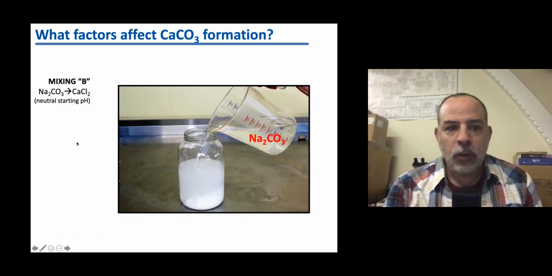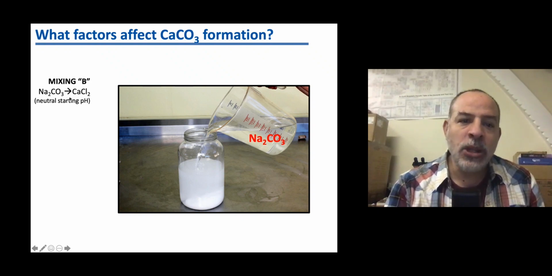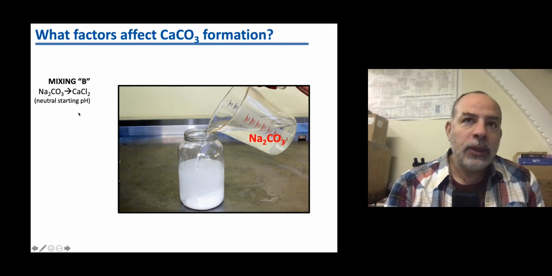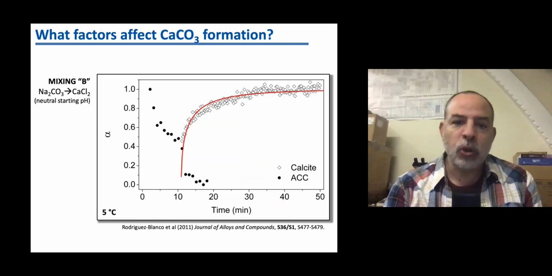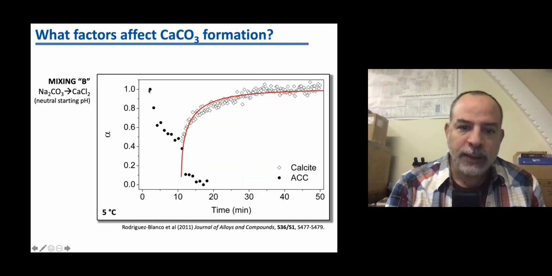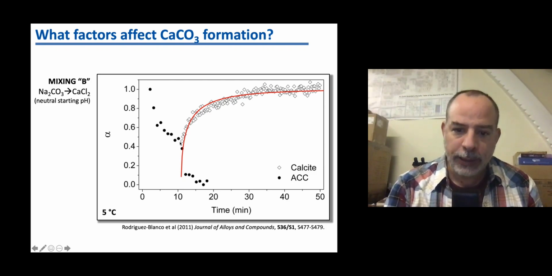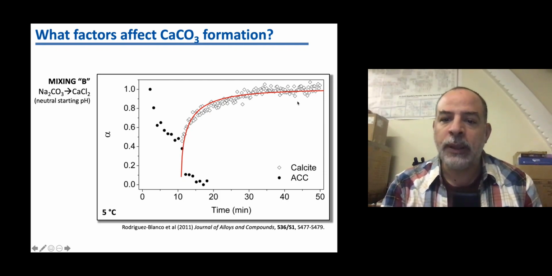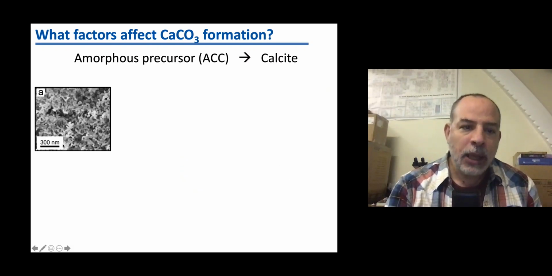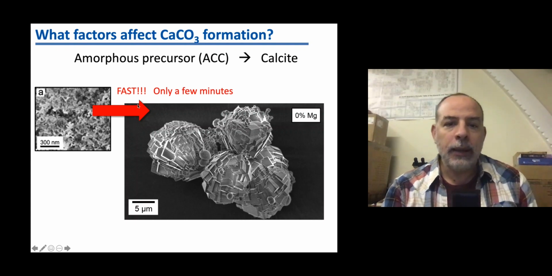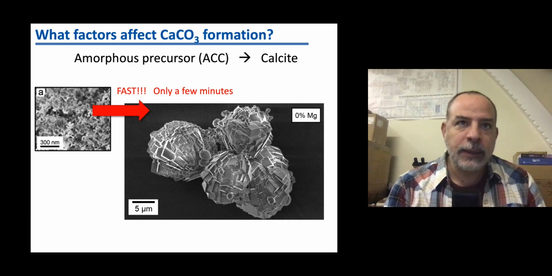Okay, so let's see now what happens when you add the sodium carbonate solution into the calcium chloride solution. In this case, we start with a neutral pH. Okay, so the process here is completely different because what happens is that you form an amorphous phase that breaks down and transforms directly into calcite. Okay, this is at 5 degrees C. We use low temperatures to slow down the kinetics of crystallization, and what we see here is that calcite directly forms from the amorphous calcium carbonate. So in this case, we go from the amorphous calcium carbonate directly to spherulitic calcite. Alright, and this only happens in a matter of a few minutes. It's a very quick process.